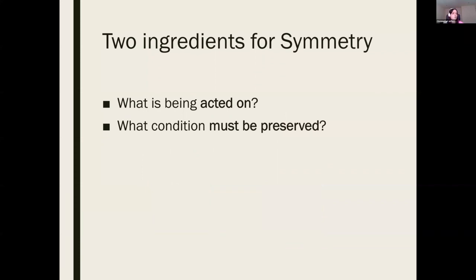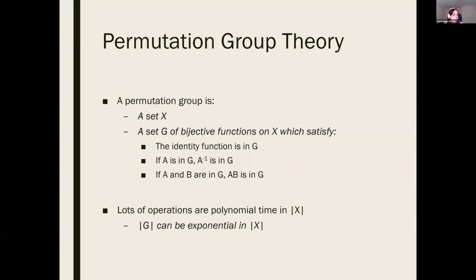So there are 2 ingredients to a symmetry definition. You have to decide what is the thing you're acting on, what the symmetry is allowed to do, and also what is the condition that must be preserved. And usually it's solutions.